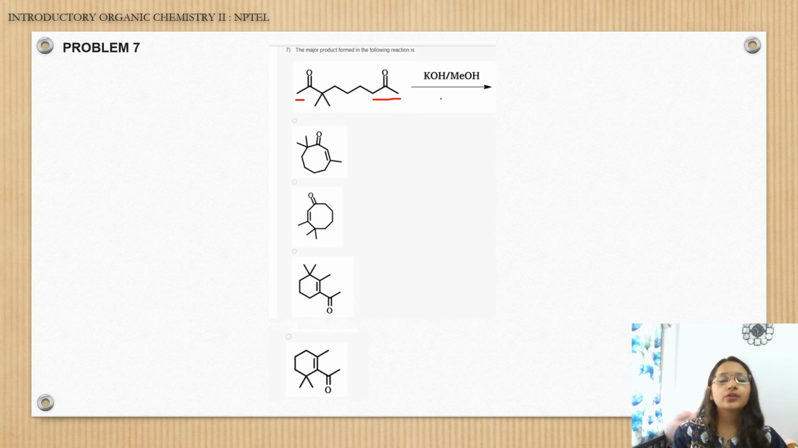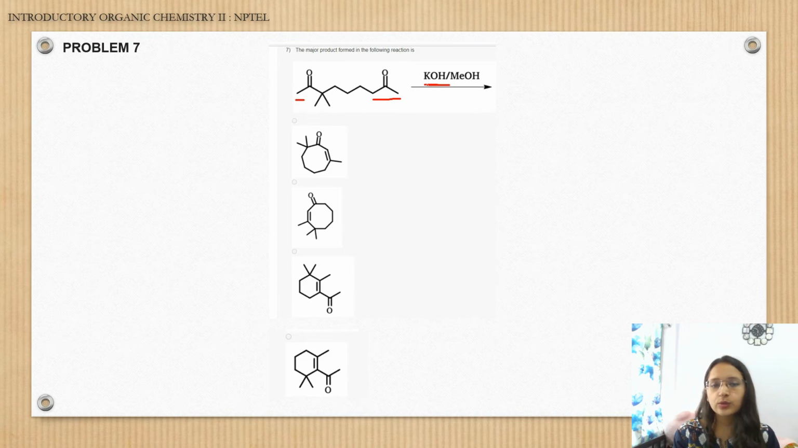Now, in the case of LDA, what you end up with is the kinetic enolate. I have talked about it previously. Kinetic enolate means that you abstract the proton from the less hindered side, because LDA is itself a very bulky base. But is KOH or NaOH a bulky base? Is it a bulky base?